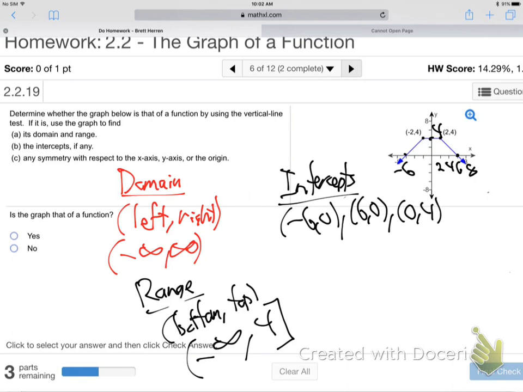And finally, any symmetry. Does that one have any symmetry? Yes, it does. See how it's the same on both sides of the y-axis? It's the same left and right of the y-axis. It's got y-axis symmetry. Is that good? Questions on that one?